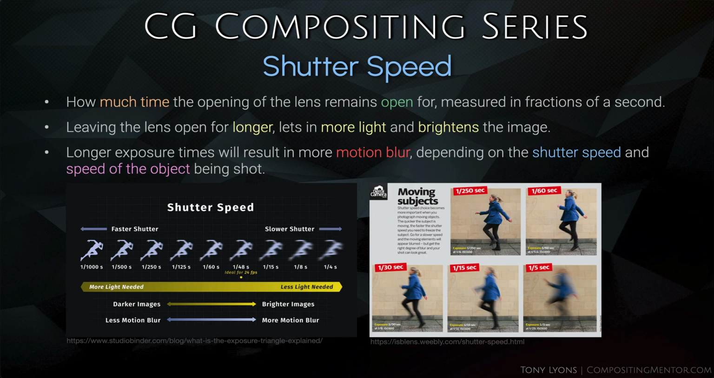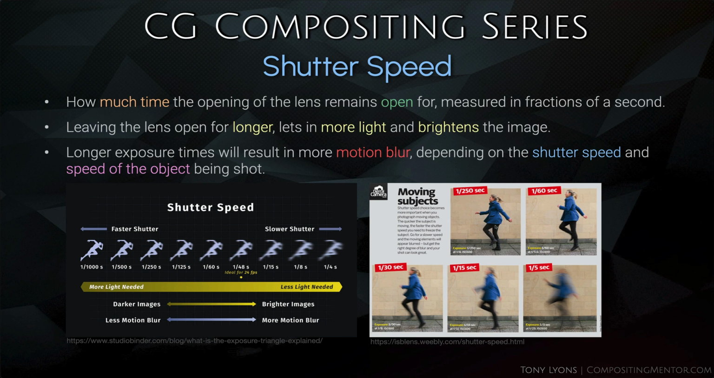Shutter speed is how much time the opening of the lens remains open for, measured in fractions of a second. Leaving a lens open for longer lets in more light and brightens up the image. Longer exposure time, so open for more time, will result in more motion blur depending on the shutter speed and the speed of the object that's being shot.